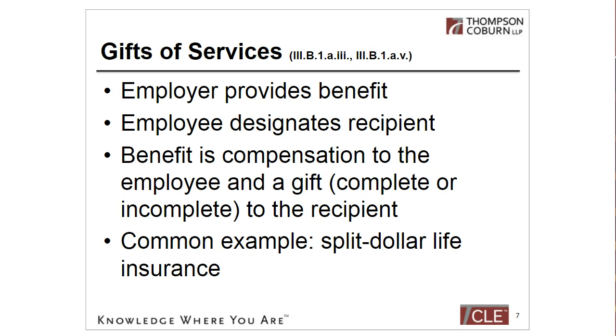So here, by designating the recipient, the employee is exercising control over where that benefit goes. So that really is comparable to the prior slide. In the prior slide, there was the bargain element, and in this slide, it's not like there's a bargain, but the employee is still designating who is getting that property right. So with that element of control over who's getting it, we have the same type of situation. The benefit is compensation to the employee and a gift to the recipient. And I mentioned complete or incomplete.